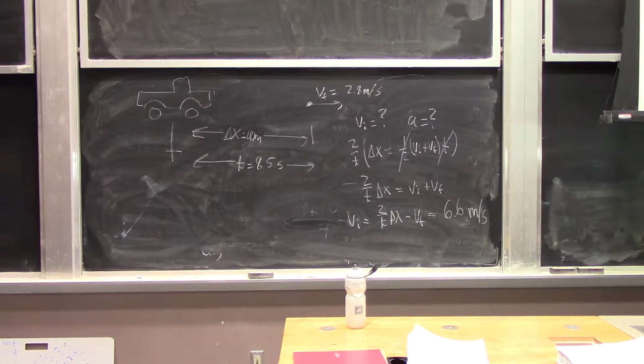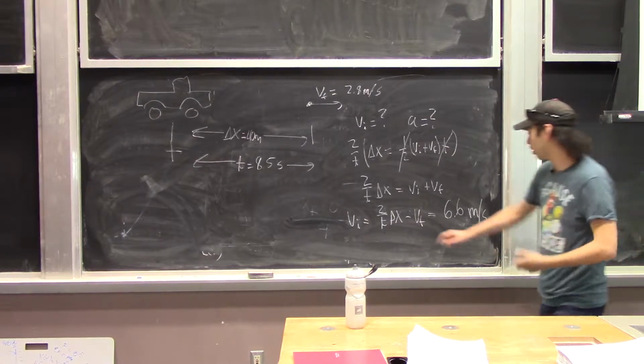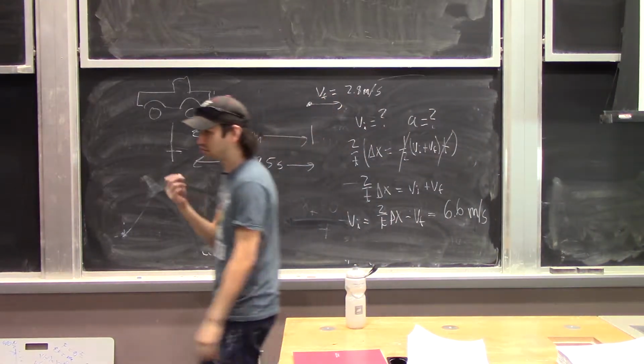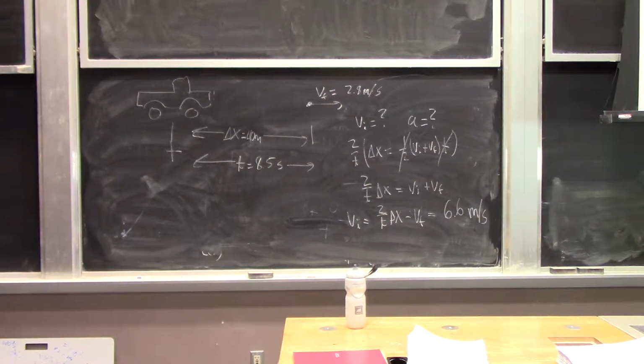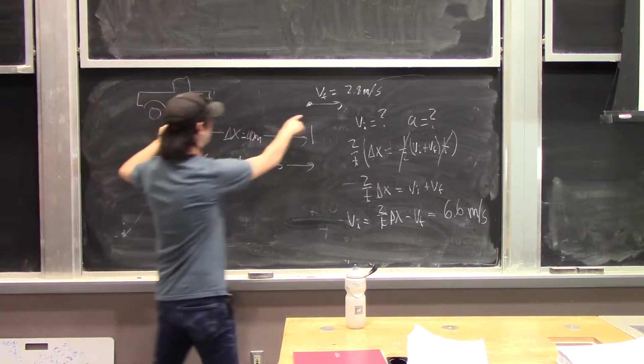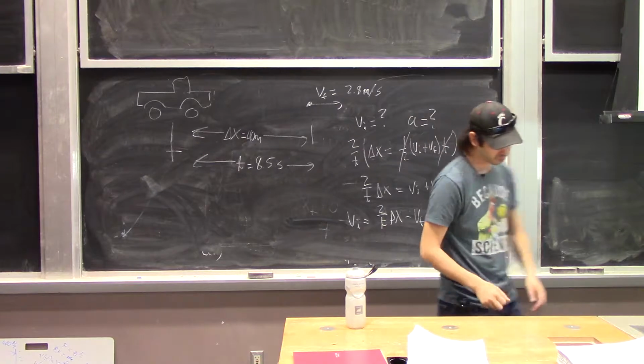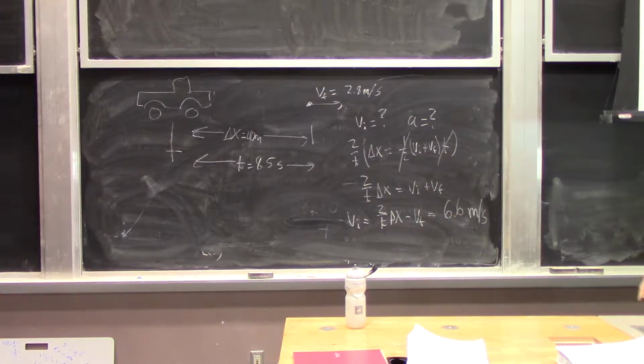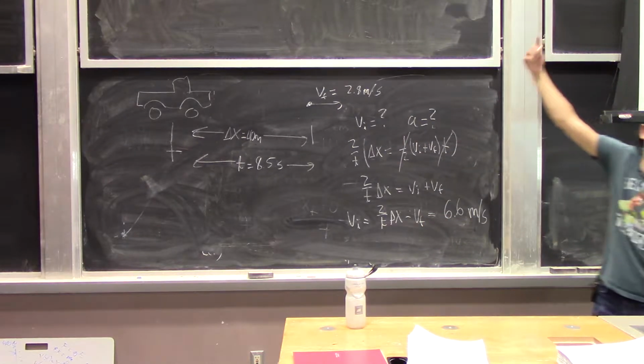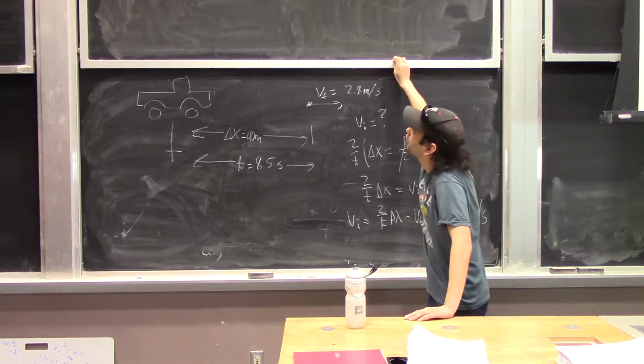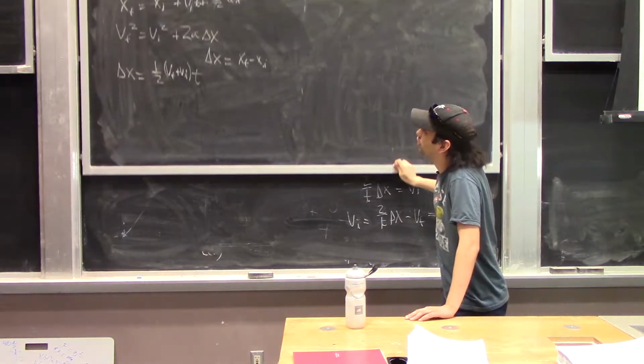Okay? So now that we have this initial velocity, what we'd like to do is find the acceleration, or in this case the deceleration, over the interval that this travels. In order to do that, we could actually use any one of these three equations because now we have the initial velocity and we're trying to solve for the acceleration.